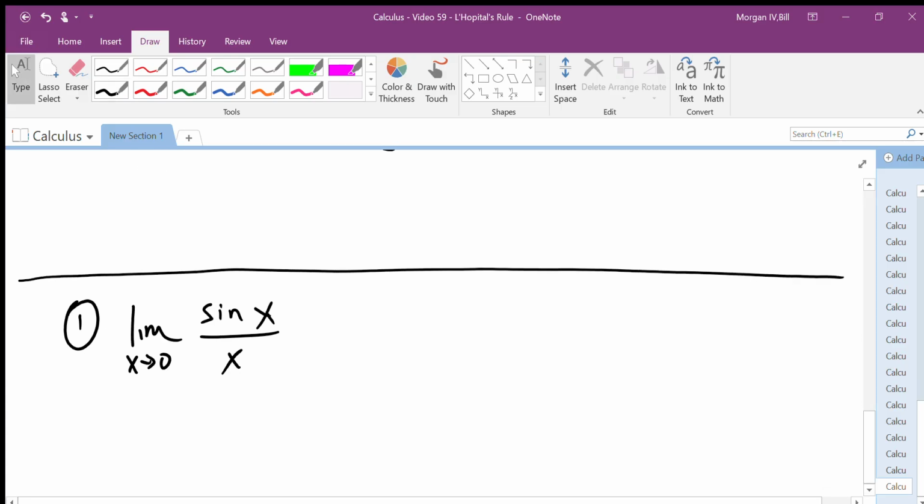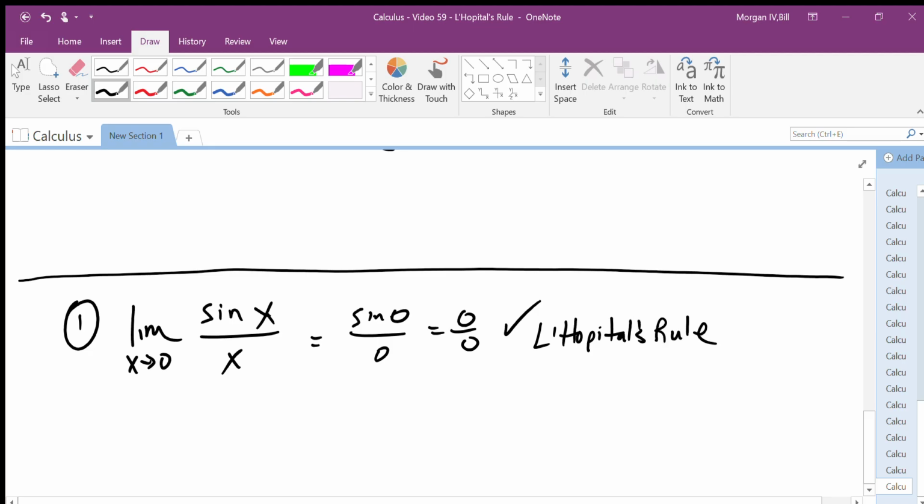Okay, first of all, when you're doing this, you always want to try direct substitution first. So we're going to plug the 0 in here. We get, just like we saw before, the sine of 0 over 0. That is 0 over 0. So because it's of this form, I can do L'Hopital's rule. So L'Hopital's rule is okay to use. What we're saying with that check mark here is we can use L'Hopital's rule. So let's do it.